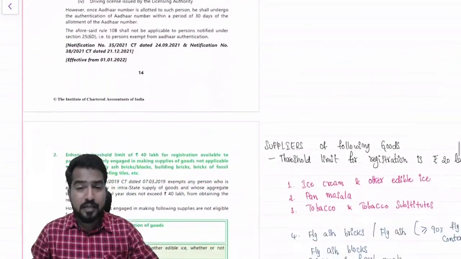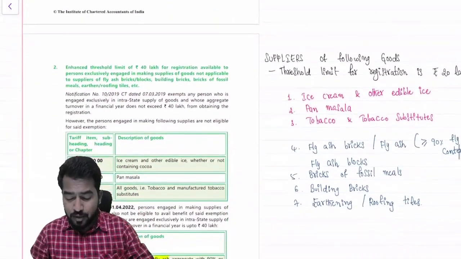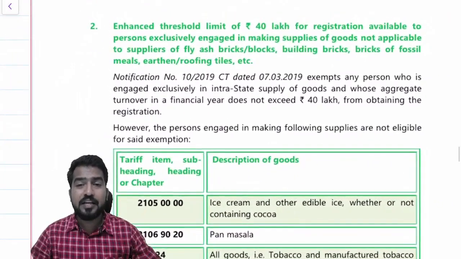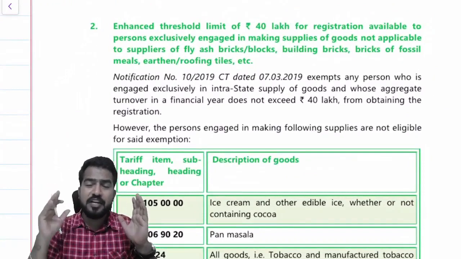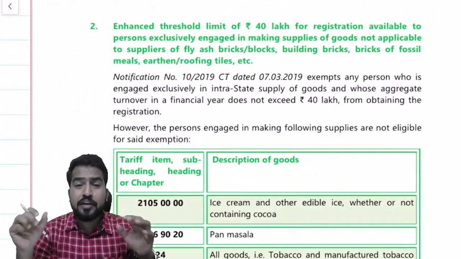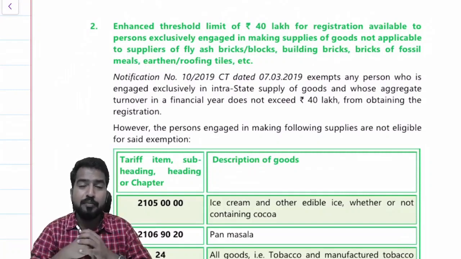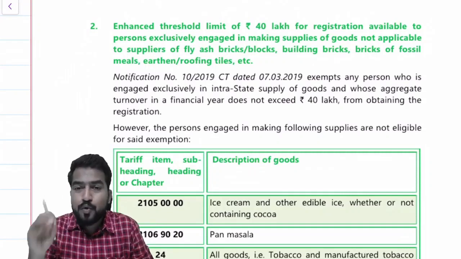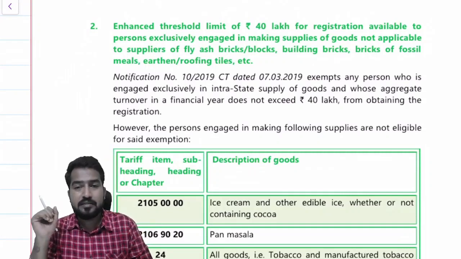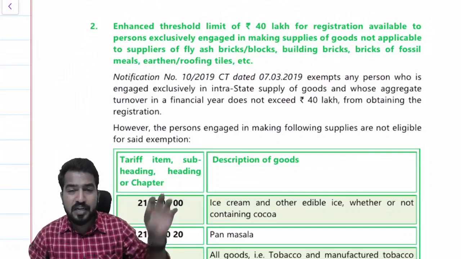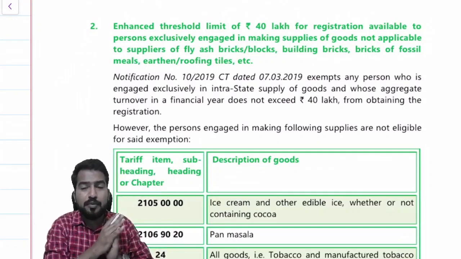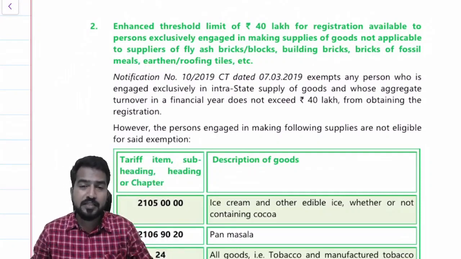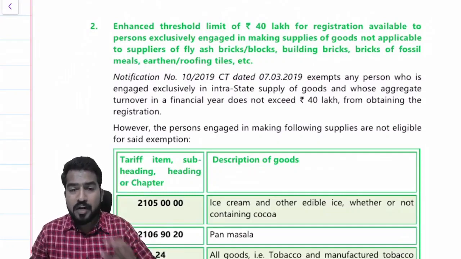So that is the amendment in Chapter 7, registration, and there is one more amendment in Chapter 7, registration, my dear friends. That amendment is regarding the threshold limit for registration, a very important and a very easy amendment again. If you remember, the threshold limit where you are exclusively dealing with goods in certain states, other than special category states and other than certain states. There are certain states where the threshold limit is only 20 lakhs. Clear?